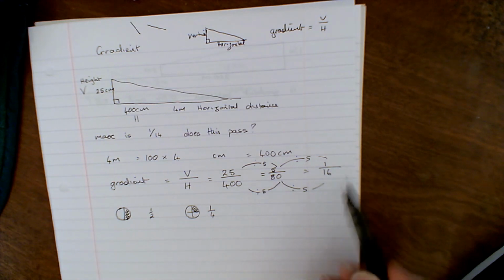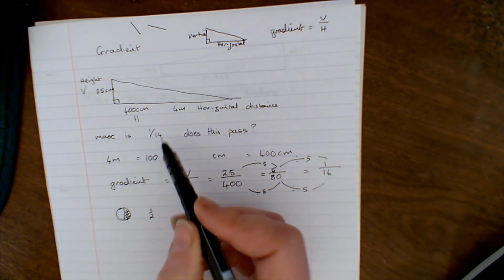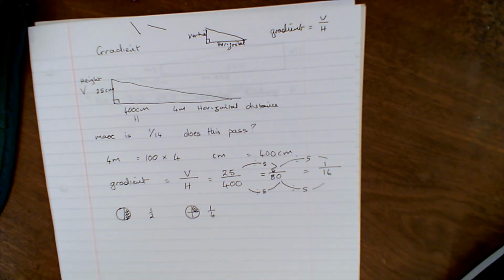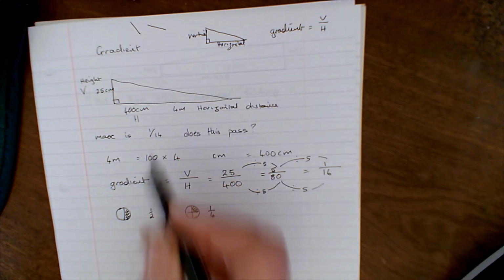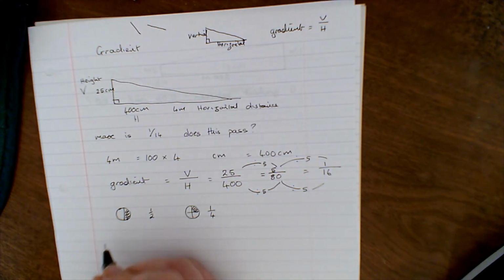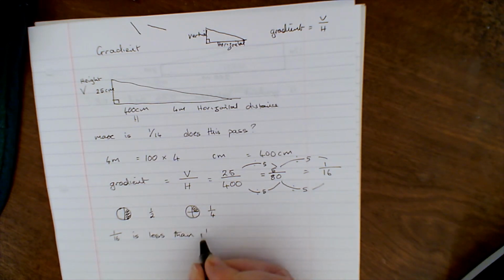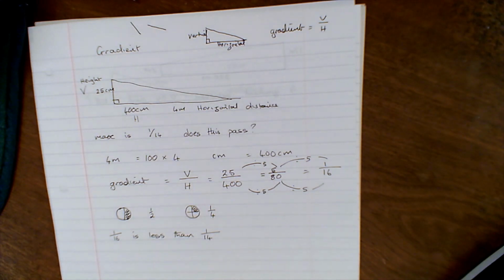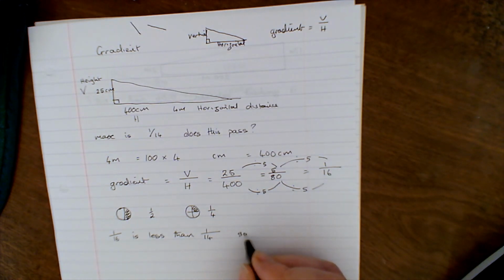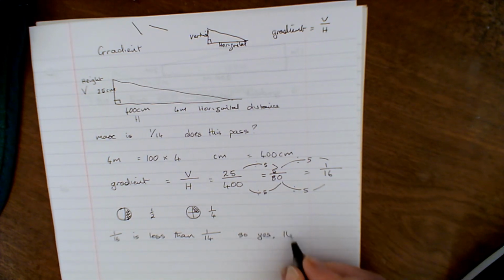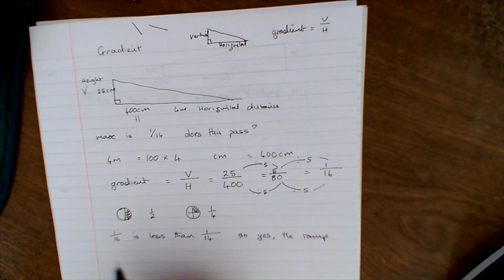I'm dividing something into 16 pieces. Those pieces are going to be smaller than if I'm dividing it into 14 pieces. So 1/16 has to be smaller than 1/14. So 1/16 is less than 1/14. So it's less than the maximum, so yes, the ramp does pass.